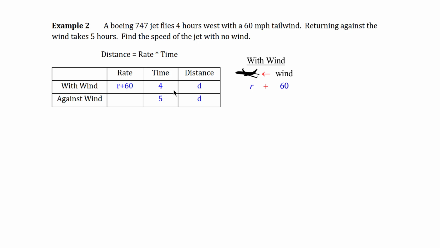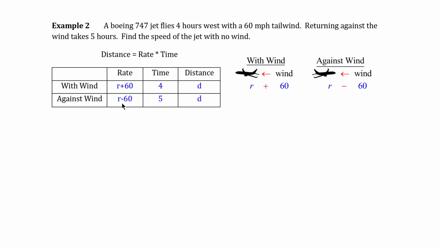Now when the plane is traveling back to its point of origin, it's traveling against the wind. This means that the wind is making the plane go slower. So the rate of the plane is r, and the rate of the wind is 60, and we just subtract the two. So we get r minus 60, or the rate of the plane traveling against the wind.